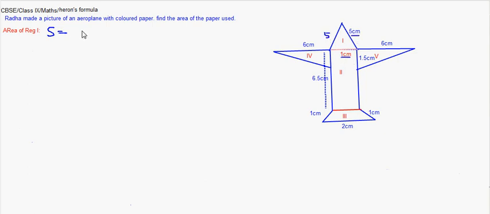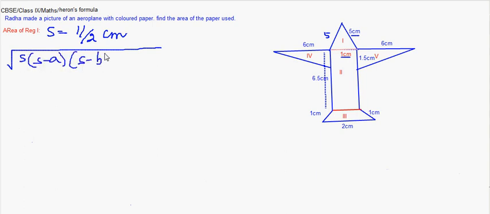So it is 5 plus 5, 10, 11. So it is 11 by 2 centimeter. Either you convert it into decimal if you want the rest of them to be solved in decimal, or you can keep this S in fraction. I'm keeping this in fraction for the time being. Now area applying Heron's formula will be root of S into S minus A, S minus B, and S minus C.